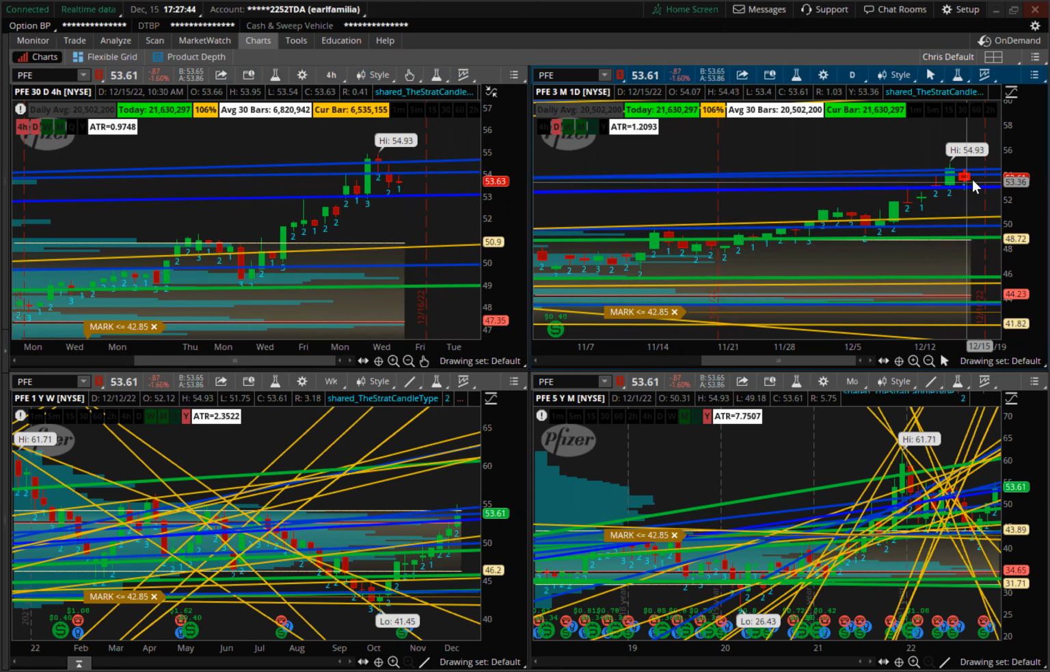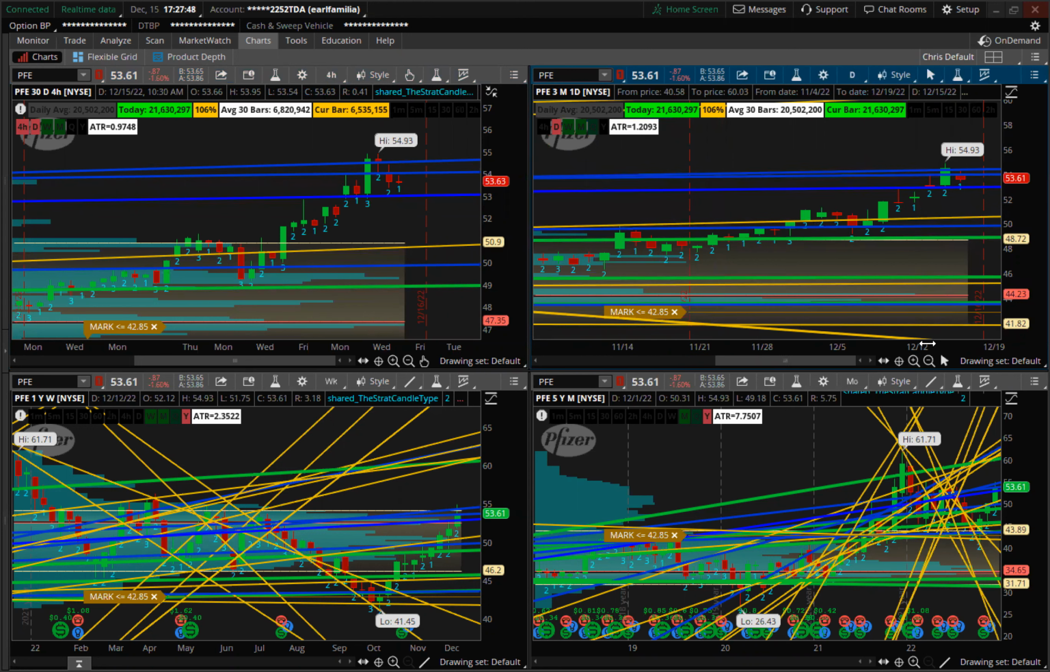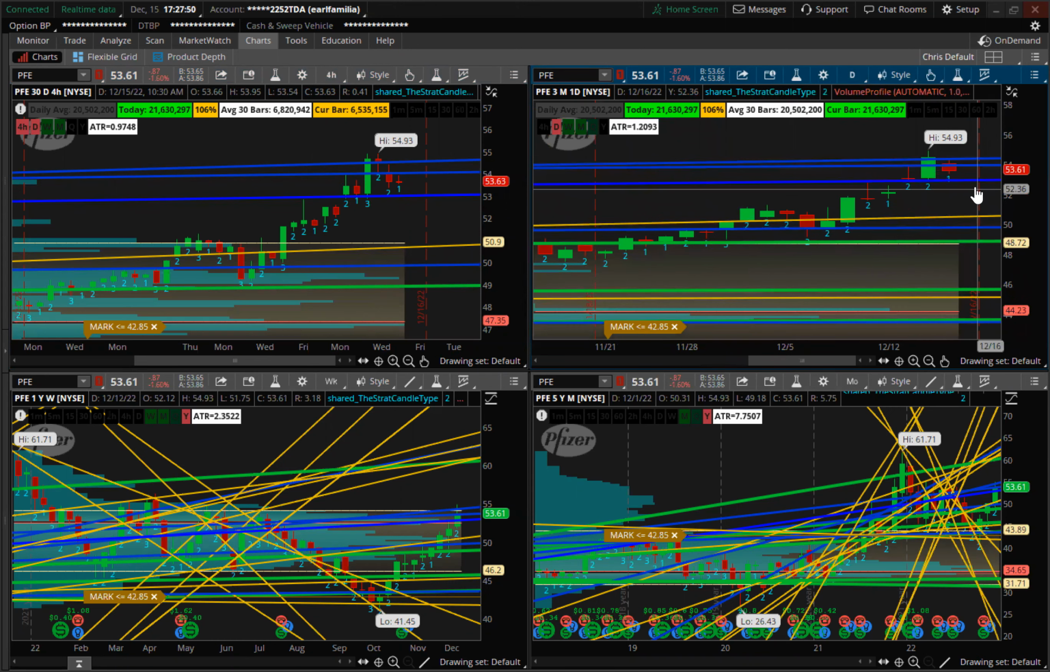Similar deal on the day. It looks like the 4-hour entry looks clean enough to where you don't have to wait on the day. But the day entry is solid as well, below 53.40. Looks good.